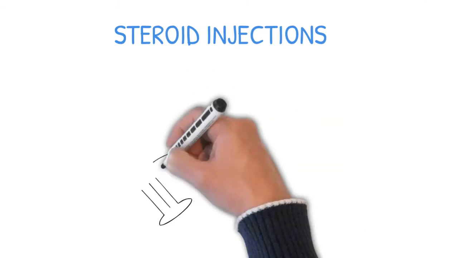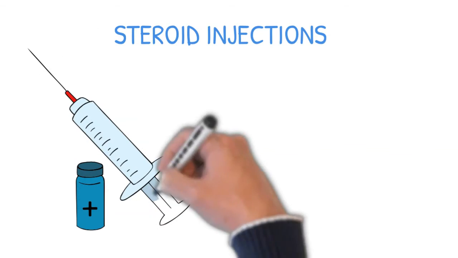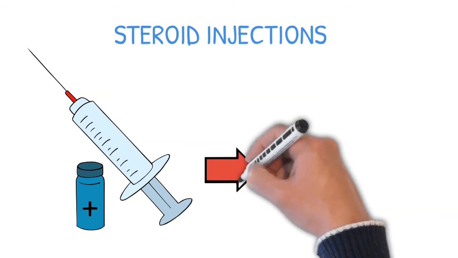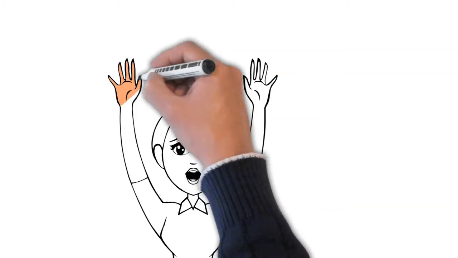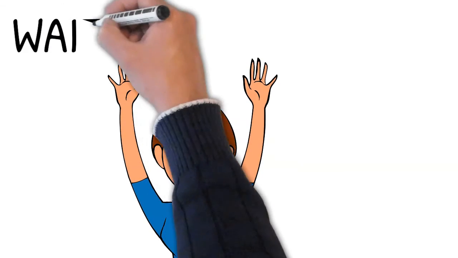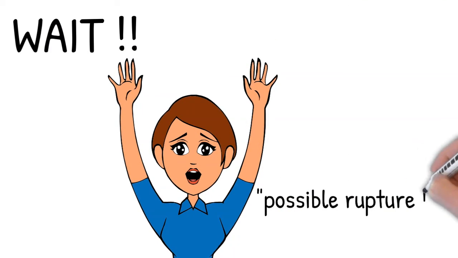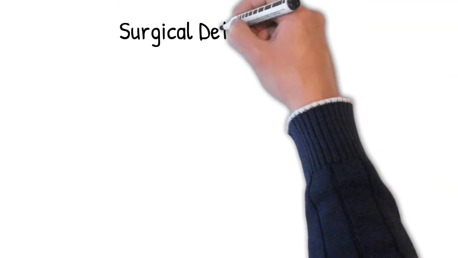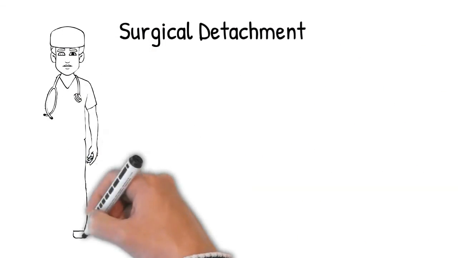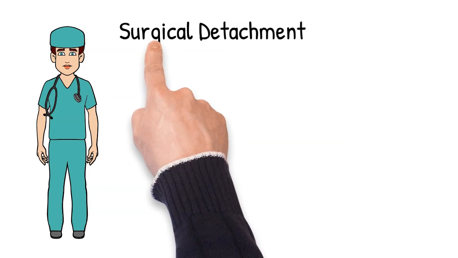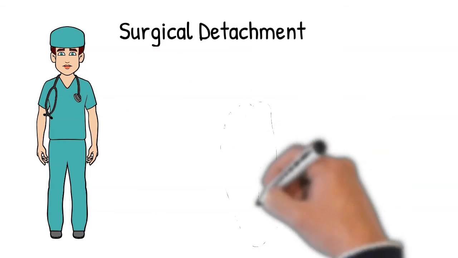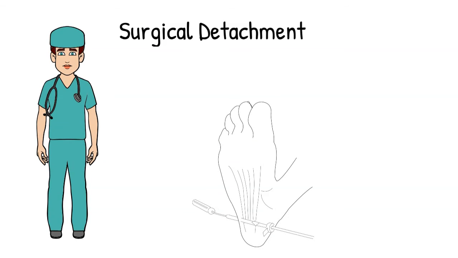Now, if the conservative measures aren't working, you can try steroid injections into the tender area to reduce inflammation. However, multiple steroid shots are not recommended because they can weaken your plantar fascia and possibly cause it to rupture. Now we come to surgical detachment of the plantar fascia. Very few people need surgery to detach the plantar fascia from the heel bone. It is generally an option only when the pain is severe and all the other treatments have failed.